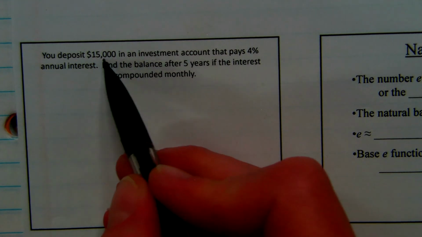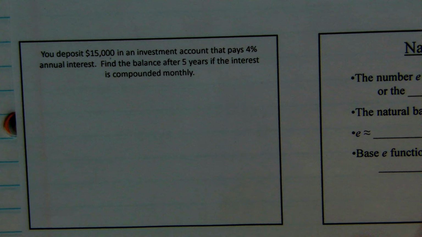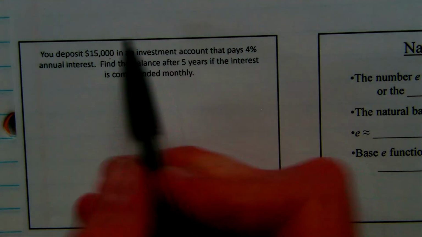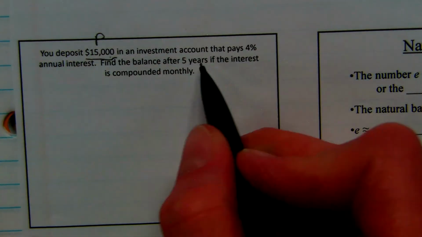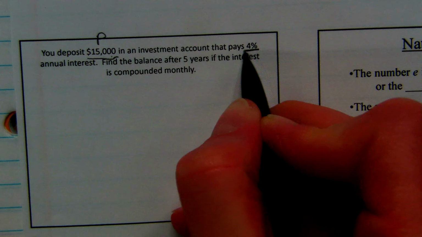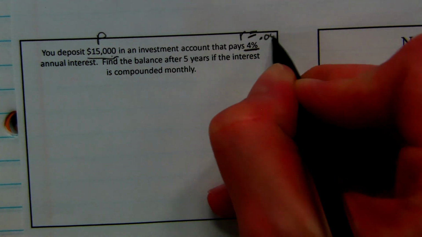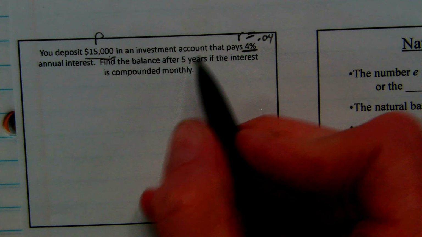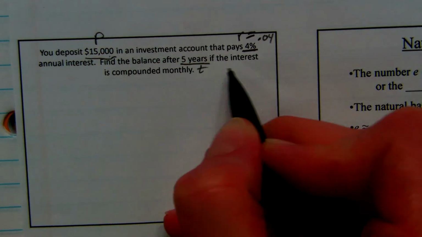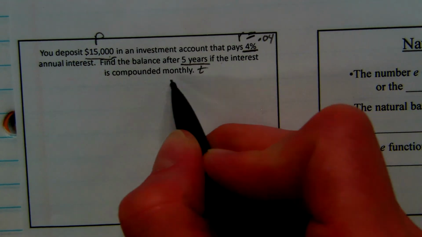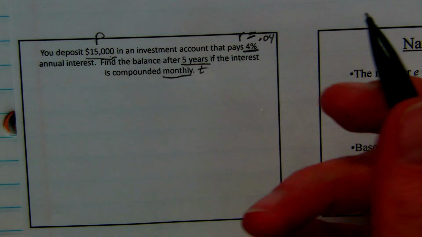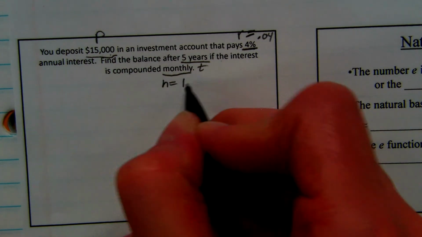So you deposit $15,000. I made these just so they'd be fun. We pretend we have money. So that's our principal. In an investment account that pays 4% interest. So that's my interest rate. Let's change it to a decimal, so 0.04. Find the balance after 5 years. There's T. If the interest is compounded monthly. So monthly means how many times a year? 12. So N is going to be 12.